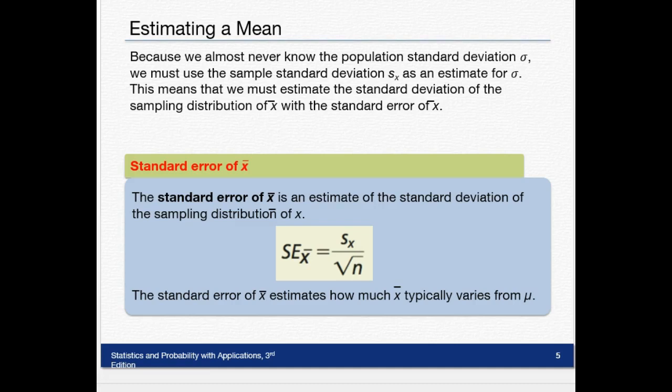So this should look a little bit familiar. We did something very similar when we did sampling distribution. We just happened to put sigma on the top here. Well, we don't know sigma. All we know is our sample standard deviation. But notice we're still dividing by the square root of n like we did before. So when you use the sample instead of sigma, we call it the standard error. And the standard error of x bar estimates how much x bar typically varies from mu.